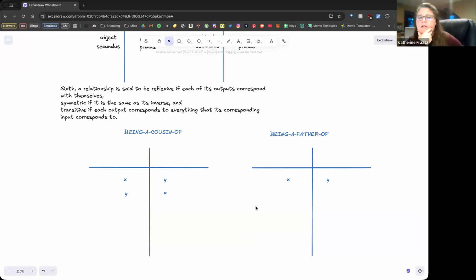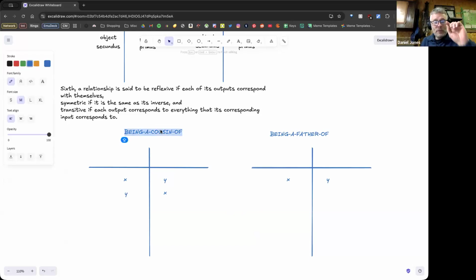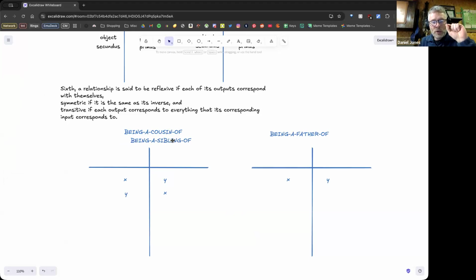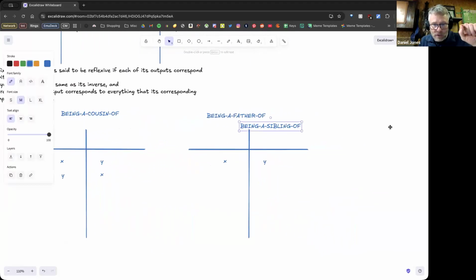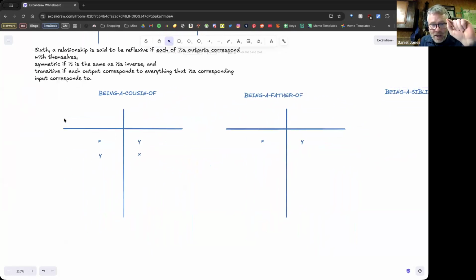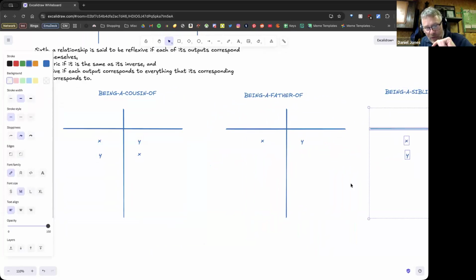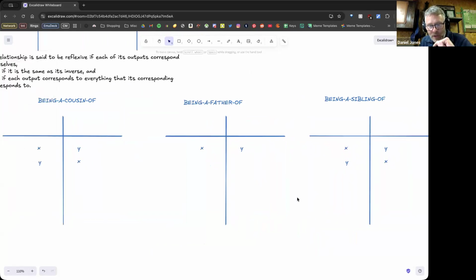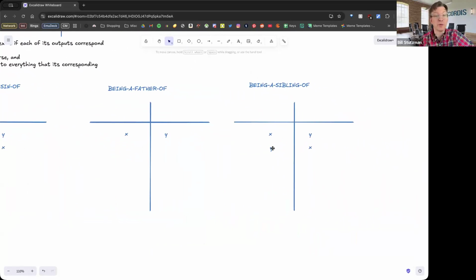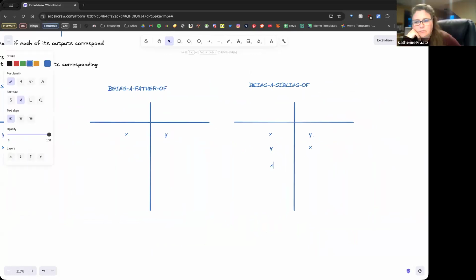Yeah, so instead of saying cousin, even though I think cousin is better, you could use sibling. Exactly. Being a sibling of is symmetric, but that one's transitive, which is why I actually chose being a cousin of, because it's one that's not transitive. Because if I'm the sibling of Kathy and Kathy's the sibling of Chris, then I have to be the sibling of Chris, right? But being a brother of or being a sister of is not the same. Being a sibling of is able to be symmetric. Being a sister of is not able to be.